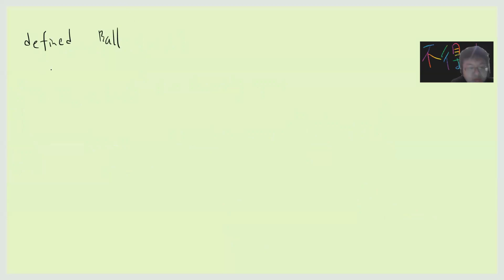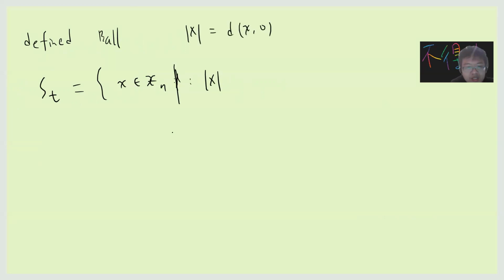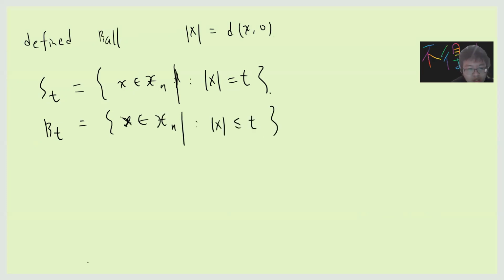For example, I can define S(t), which is the set of x belonging to X^n, the n-bit strings, such that the norm of x, which is the distance with x_0, is equal to t. Now I can also define B(t), which is a ball, while this one is a sphere. This is a ball, such that x belongs to X^n and the norm of x is less or equal to t.